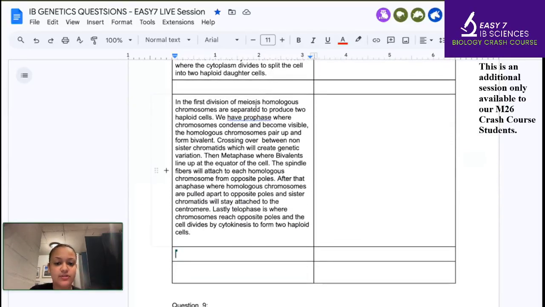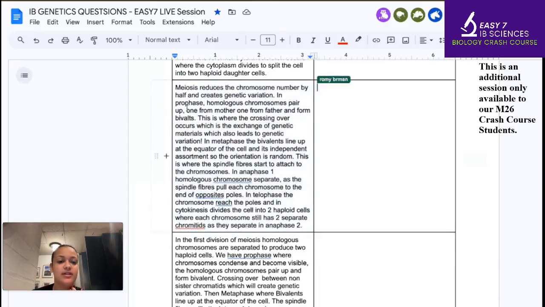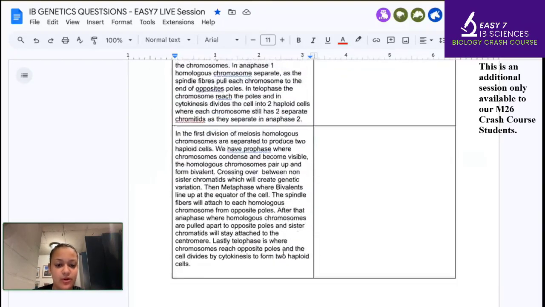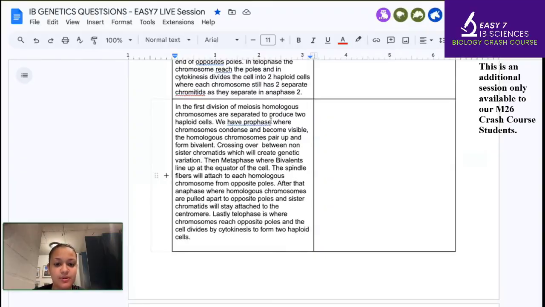In the first division of meiosis, homologous chromosomes are separated. Okay, let's go through this one, and then we'll go through that one. In the first division of meiosis, homologous chromosomes are separated to produce 2 haploid cells. We have prophase, where chromosomes condense and become visible. Yes, thank you. And they become visible where? Visible to who? Okay, if you're going to add detail like that, you have to be very, very specific. So become visible under the microscope, maybe. And then homologous chromosomes pair up and they form the bivalent.